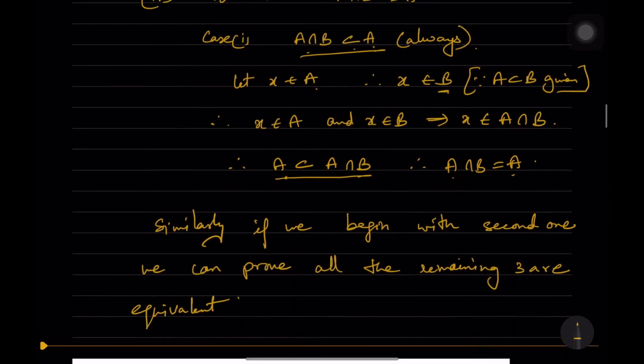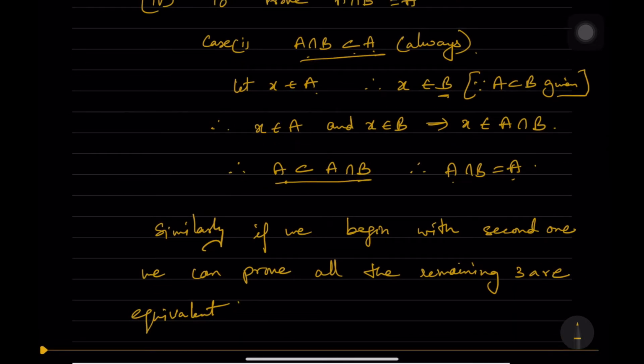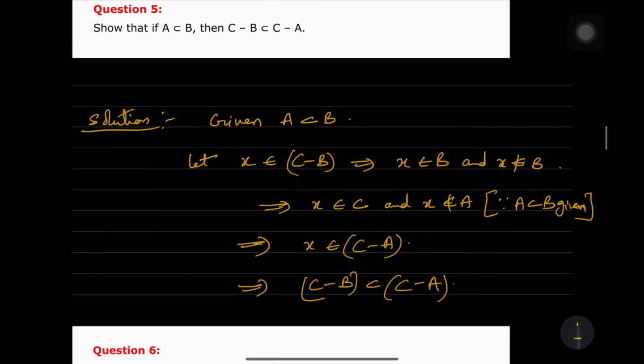Similarly, we can begin with the second one and we can prove all the remaining 3 are equivalent. So the third one, all the remaining 3 are equivalent. Fourth one, you can make all the 3 equivalent. So you can do any of the processes.